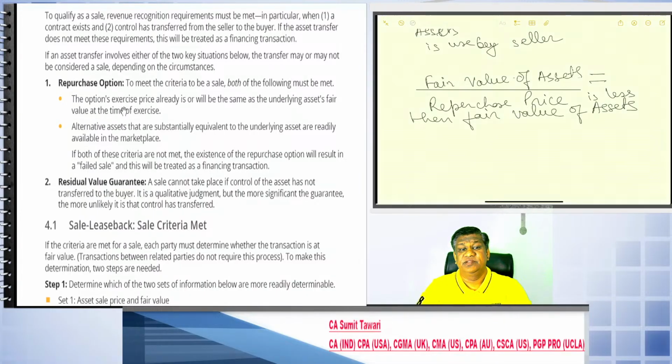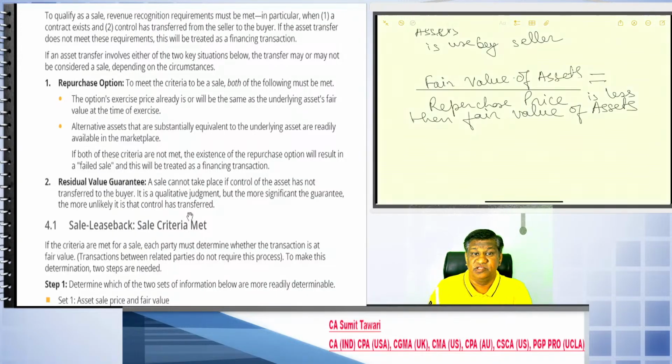Then the residual value guarantee. A sale cannot take place if the control of the asset has not been transferred to the buyer. It is a qualitative judgment, but the more significant the guarantee, the more unlikely it is that the control has transferred. So if I am giving a guarantee of the repurchase, that means I am not going to transfer the control of the asset. If this is the situation, then again we cannot consider this a sale and leaseback transaction.